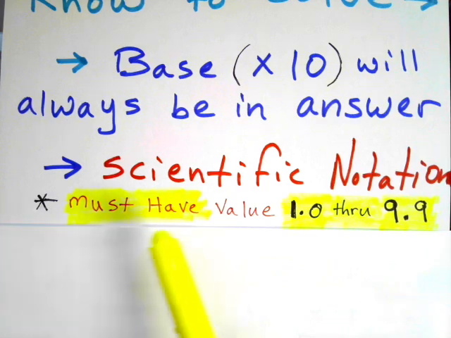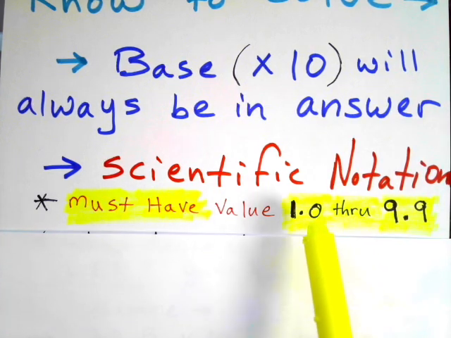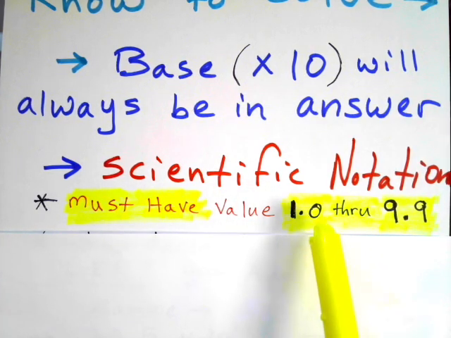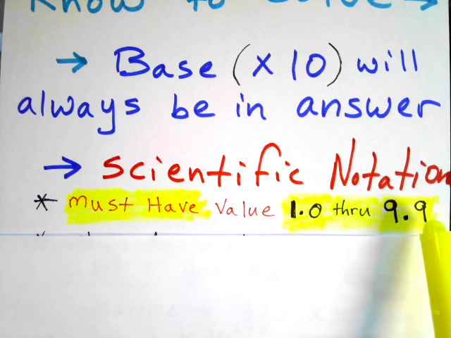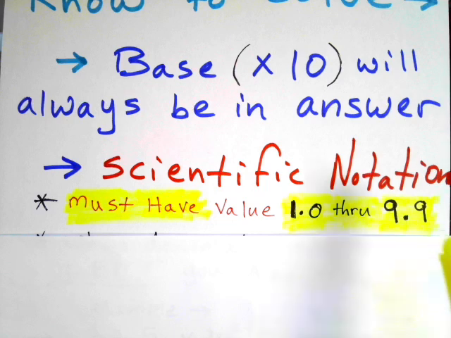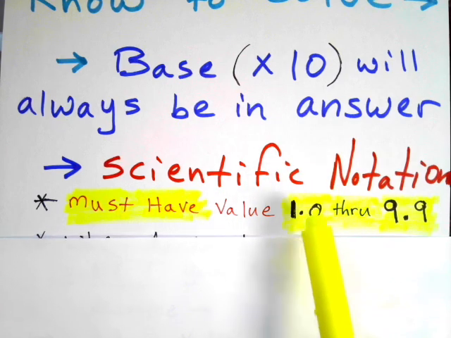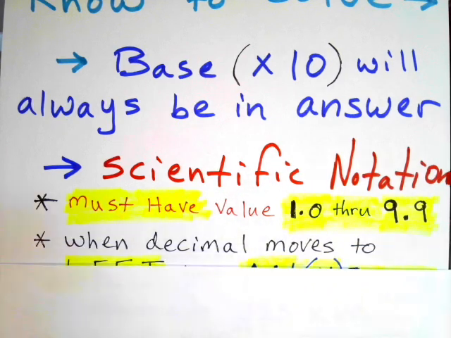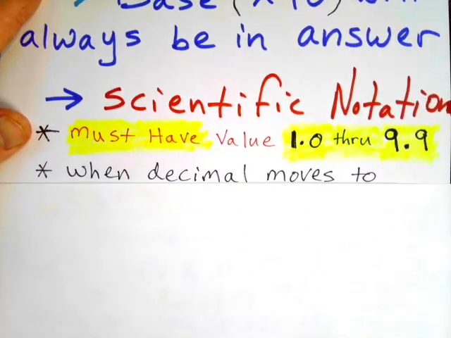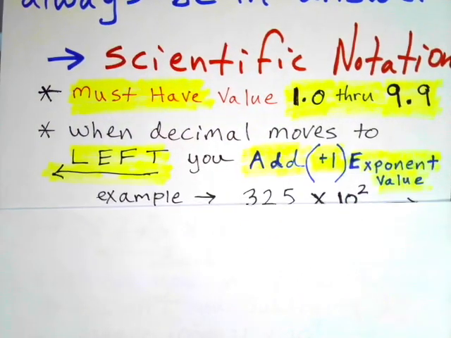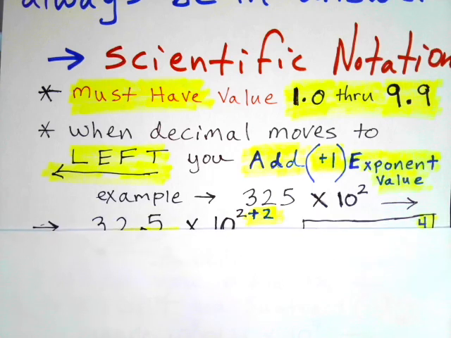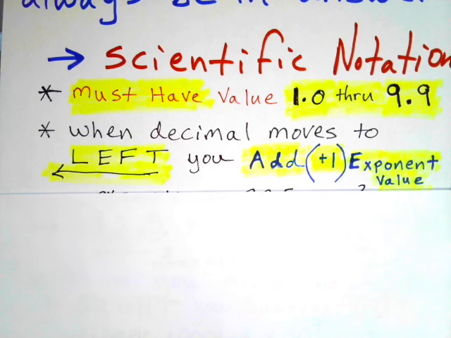Again, the value in front of that base 10 must be a value of 1.0 through 9.9, right? So 10 doesn't count. You cannot have an answer of 10 in scientific notation, right? And you cannot have an answer that's smaller than 1.0. So you need to know some of these rules, right? And so simply put, I'd like to show you one of these rules now.